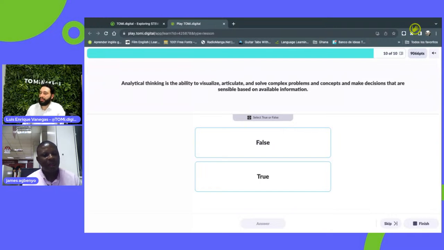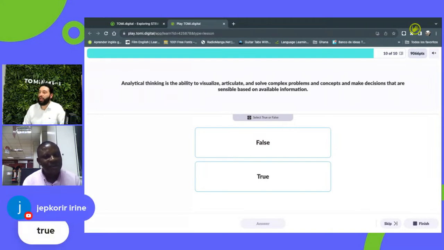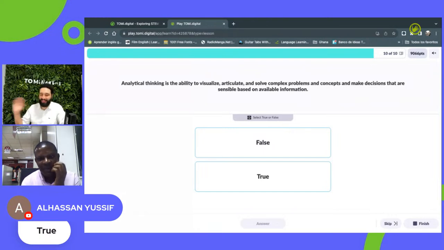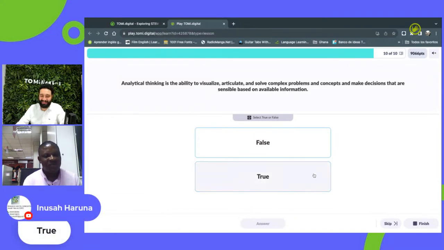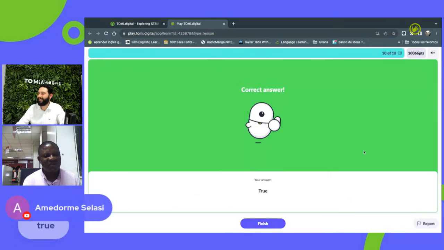There are many interesting concepts here. Analytical thinking, we're talking about visualizing, articulating, solving complex problems. So it's not just a problem, but actually a complex problem, making decisions that are sensible and based on valid information. I definitely think this is true. It's true, yeah. People are saying true in the audience as well. Everyone agrees. So true is the correct answer.